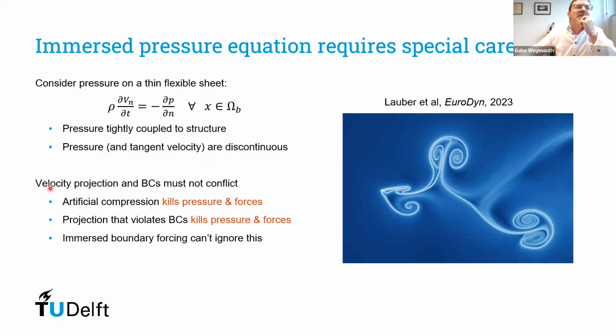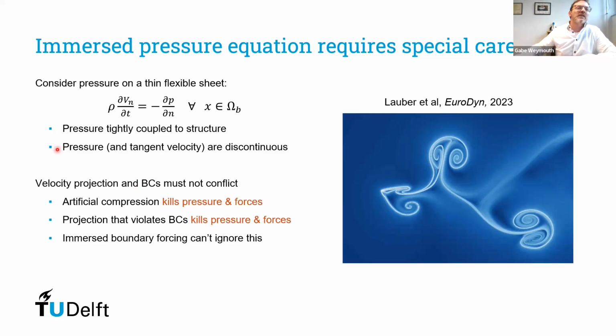The real trick is that the velocity projection and the boundary conditions can't conflict. If these two things conflict, then you're going to have a very, very inaccurate flow. So if you don't really do the velocity projection step, if you do artificial compressibility or any other kind of trickery, lattice-Boltzmann methods, you're really going to kill your pressure forces. They're not going to be accurate at all. The dynamics will be terrible. So you can't do that. You can't skip the pressure solver.